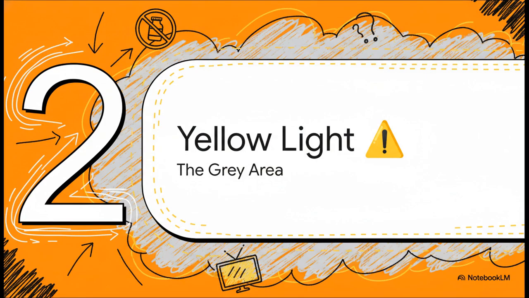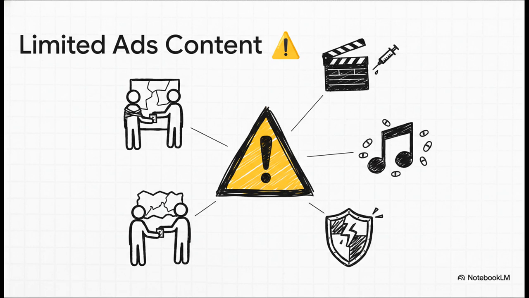And that leads us right into the yellow light, the gray area. This is where you might see limited ads, or maybe even no ads at all. It's for content where drug use is shown in a non-educational way, even if you aren't actively encouraging it. So what kind of stuff lands you here? Think scripted short films that show drug injection, or music videos where drug use is a huge central theme. It's that shift we just talked about, from education over to entertainment.